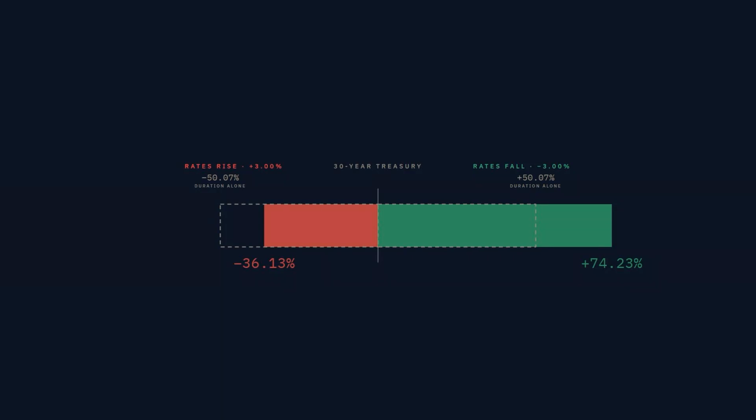Not 36 in the other direction, 74. More than double the loss. Same bond, same size move. Two outcomes that don't mirror each other at all. The mirror is broken, and we're here to find out why.